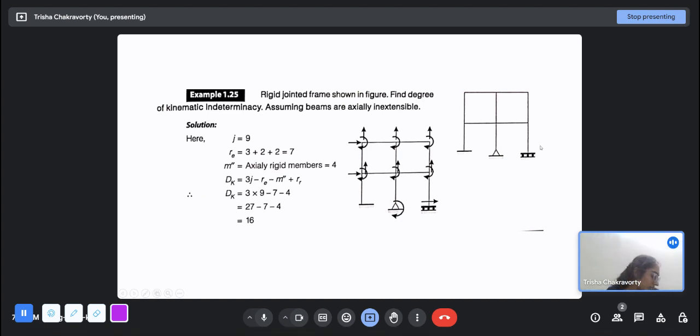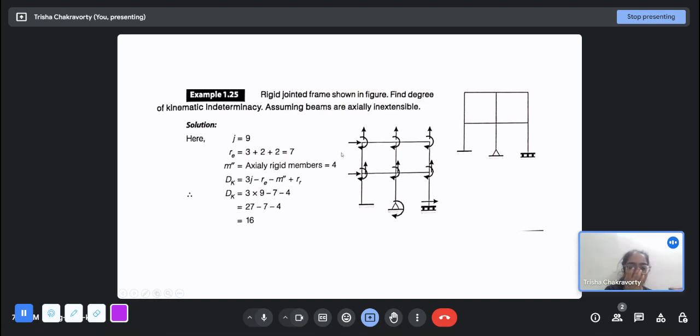roller support. In a regular roller support, only one reaction is provided in the vertical direction, but a roller with 3 or more wheels also prevents rotation. So it is allowed to move in this direction, but it is not allowed to move in this direction, and not allowed to rotate. So there are 2 reactions coming here. So re is 3 plus 2 plus 2 equal to 7, and m double dash is the number of actually rigid members. Basically, this, and this. And so DK is 3 into 9 minus 7 minus 4.